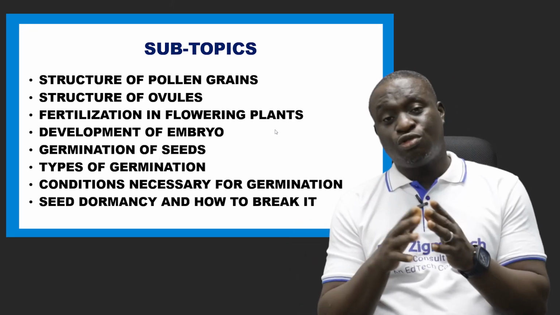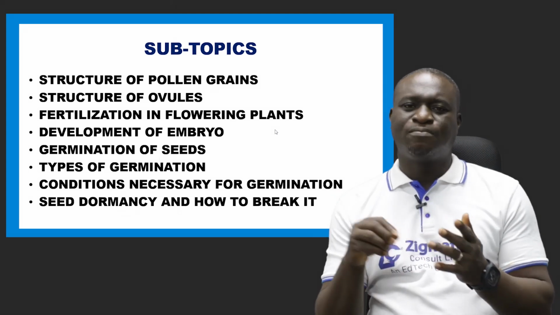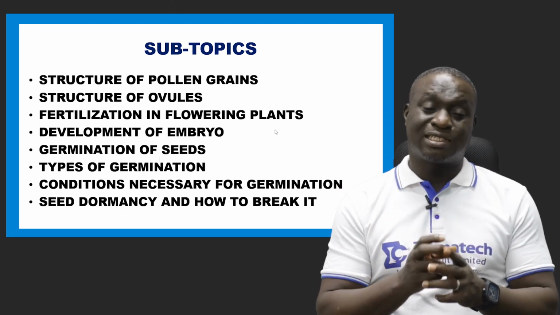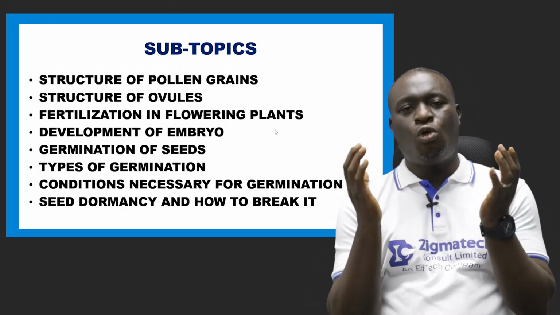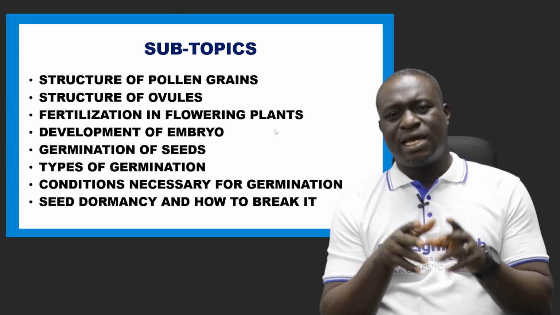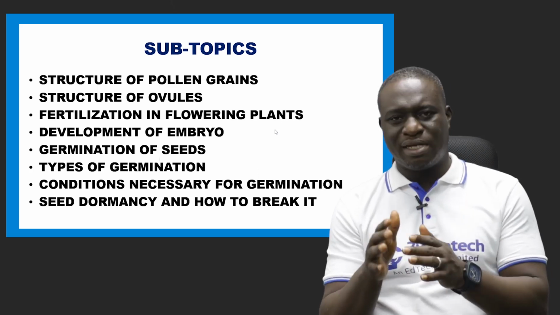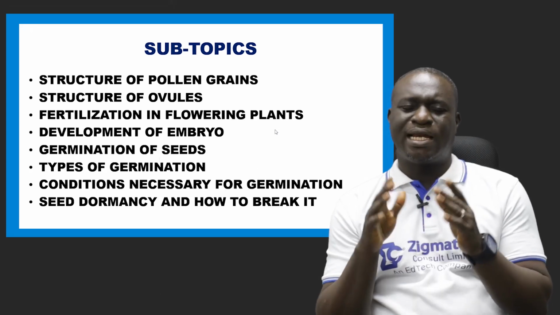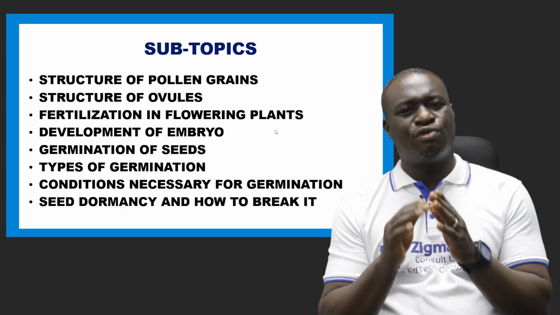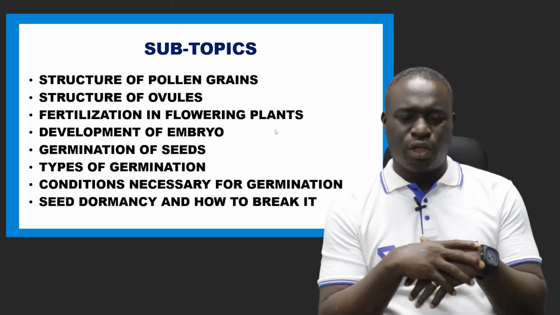I told you that the stamens consist of an anther and also a filament. The filament is a slender tube that holds the anther, and inside the anther are the male sex cells or male gametes of flowering plants, which are the pollen grains. So today we're going to be looking at the structure of the pollen grains, and we're also going to discuss one or two things about them.